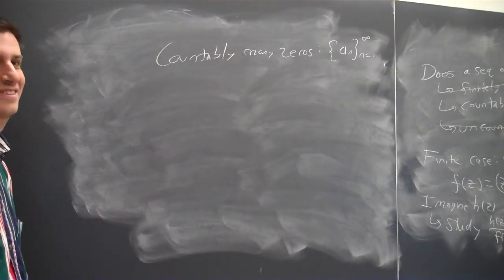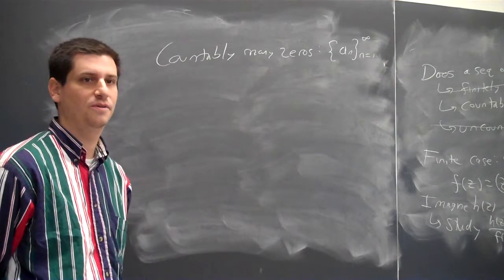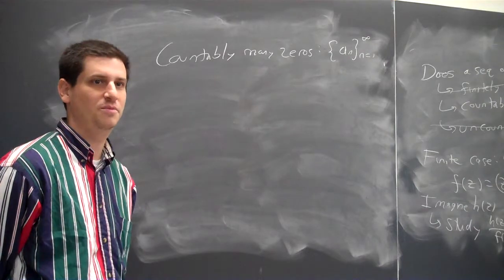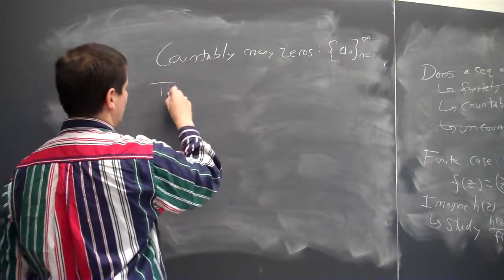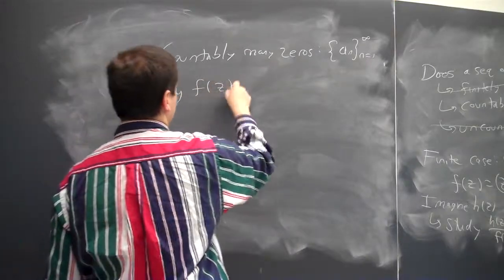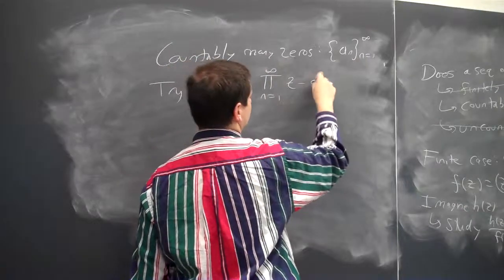Just an infinite sum? An infinite product, like z minus a_1, and so on. Try f of z equals the product, n going from 1 to infinity, of z minus a_n.